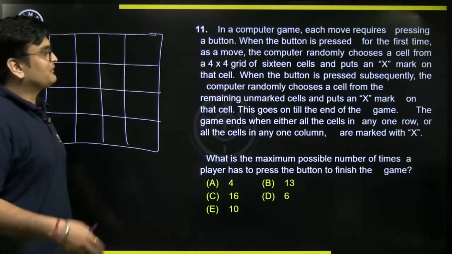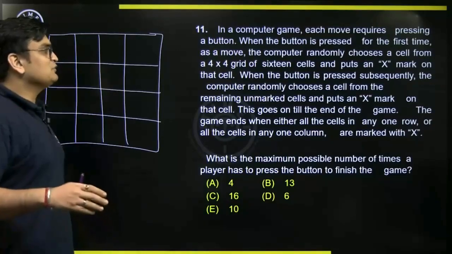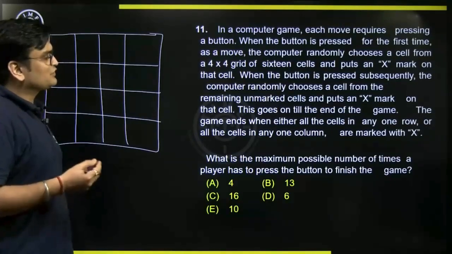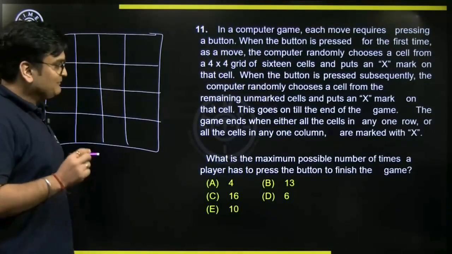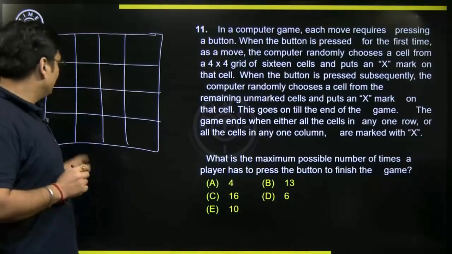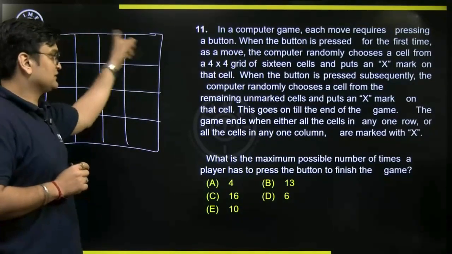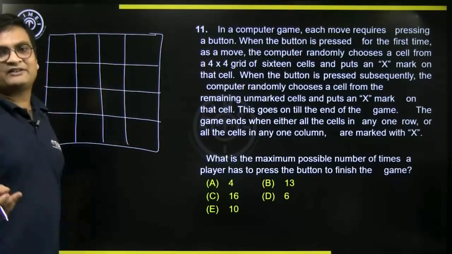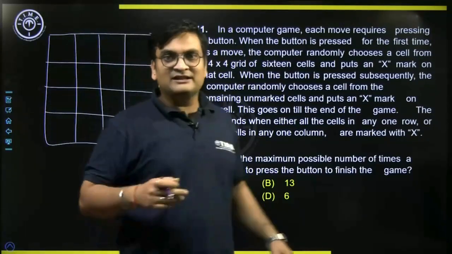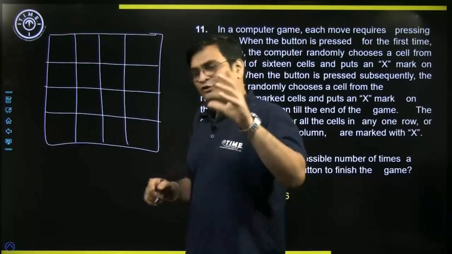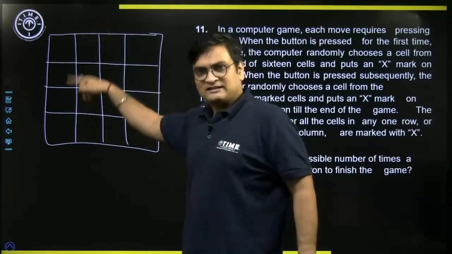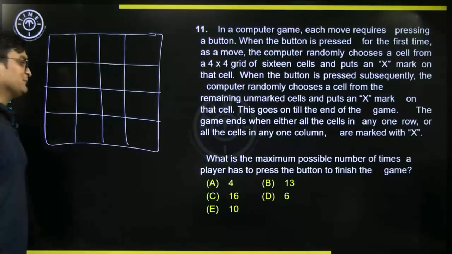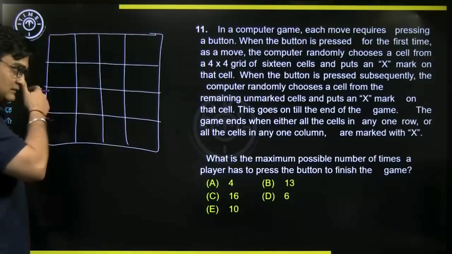When the button is pressed subsequently, the computer randomly chooses a cell from the remaining unmarked cells and puts an X mark on that cell. This goes on till the end of the game. The game ends when either all the cells in any one row, this row or this row or this row, or all the cells in any one column, 4 columns, are marked with X. So that means the game ends when we are placing 4 X's either horizontally or 4 X's vertically. The moment we do that, the game ends. What is the maximum possible number of times a player has to press the button to finish the game?